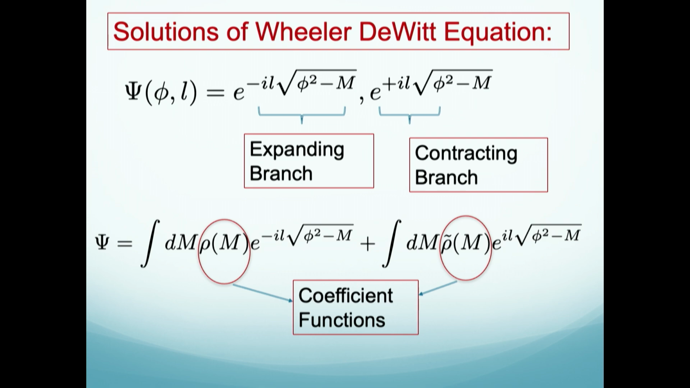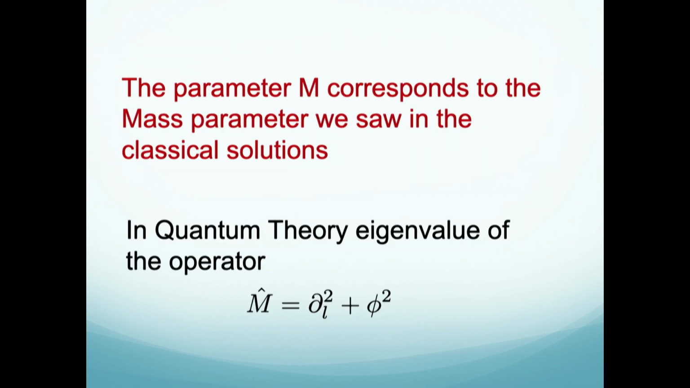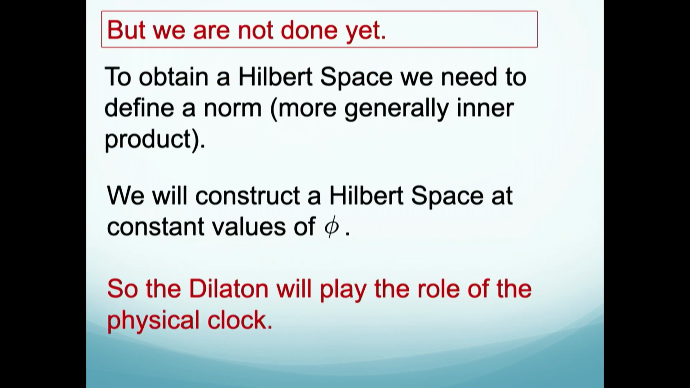m can take any value. The Wheeler-DeWitt equation was linear, so you can in general sum over all values of m with arbitrary coefficients. And these are the most general solutions to this very simple Wheeler-DeWitt equation in this theory. Okay, and you see that there are an infinite number of them, one for each value of m in both the expanding and the contracting branches. And m actually turns out to be the eigenvalue of an operator in the quantum theory.